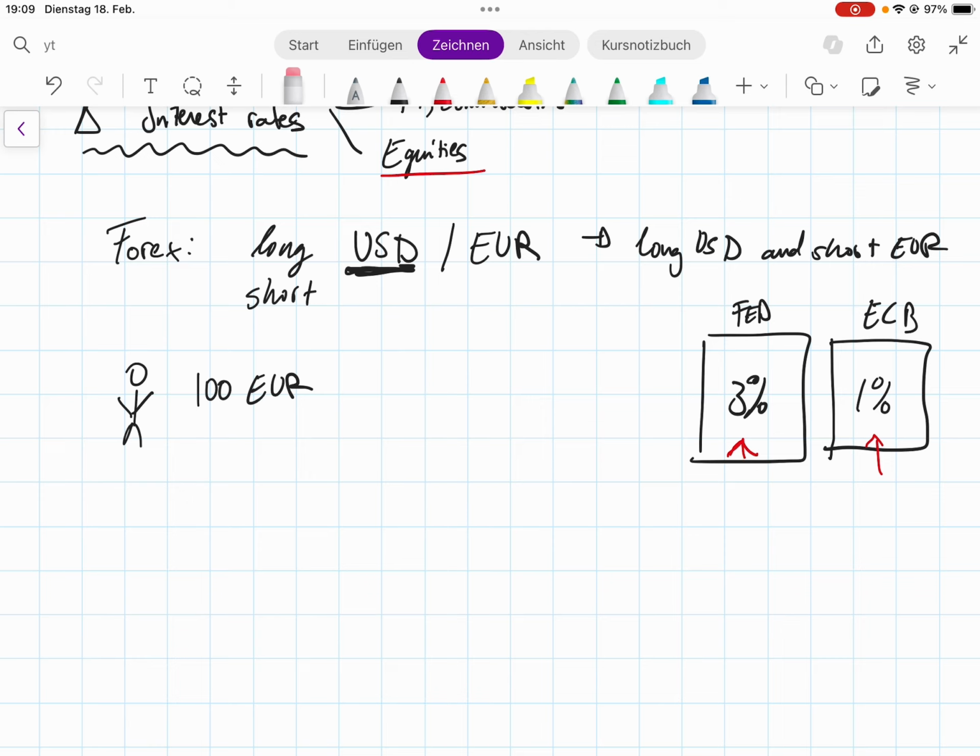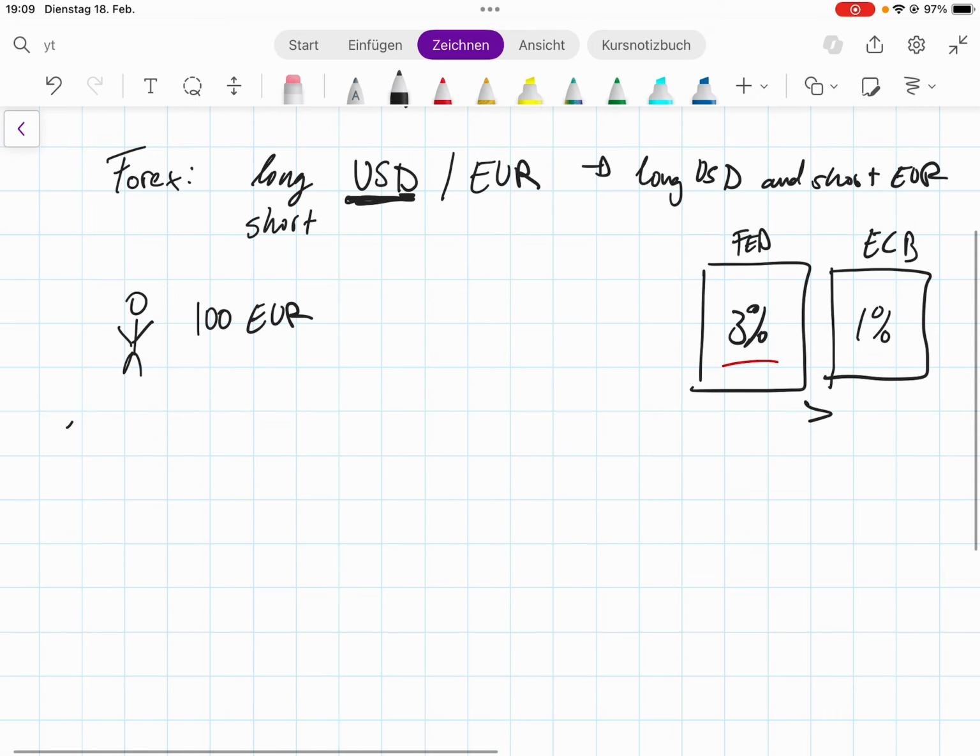Now let's assume that Mr. Tom is a rational investor. So what will he do? He will take the one with the higher return, assuming that they both have the same risk. Let's assume that. So he has these two options, and of course he will choose the bigger one. So he will choose the US dollar, because he will get 3% if he puts 100 US dollars into the American banks.